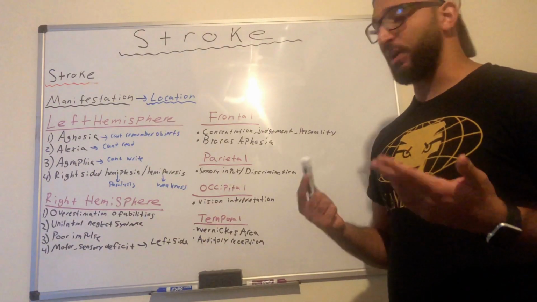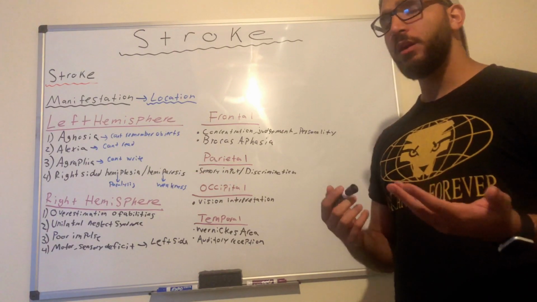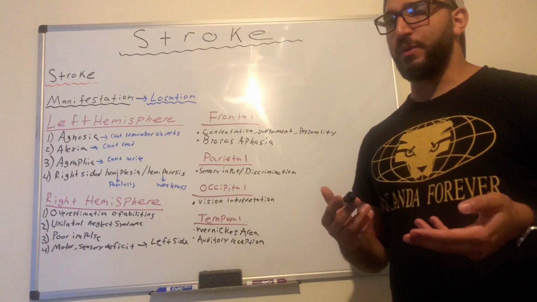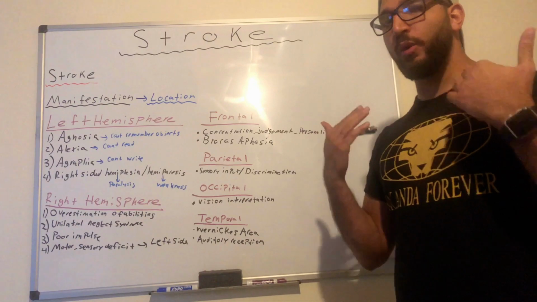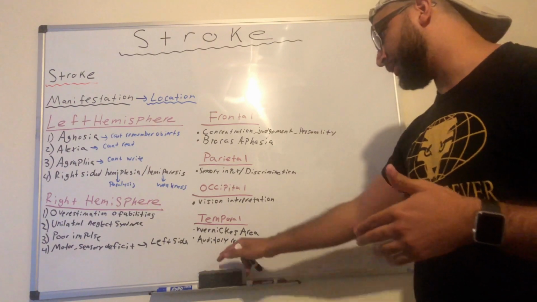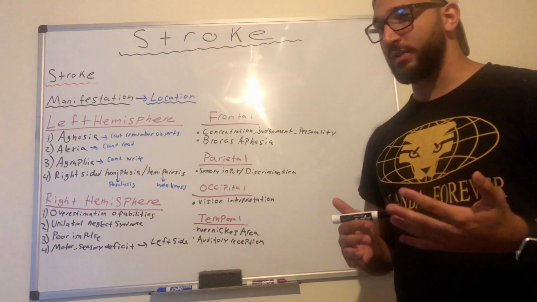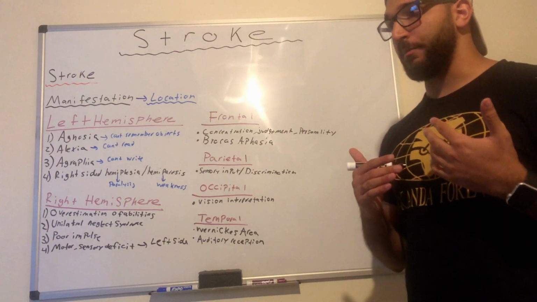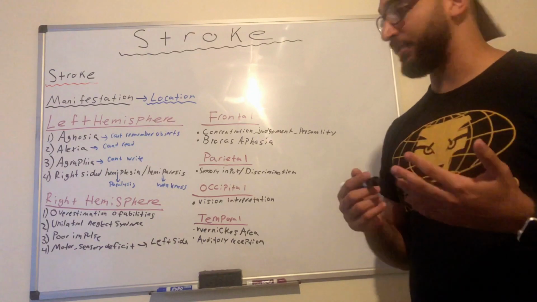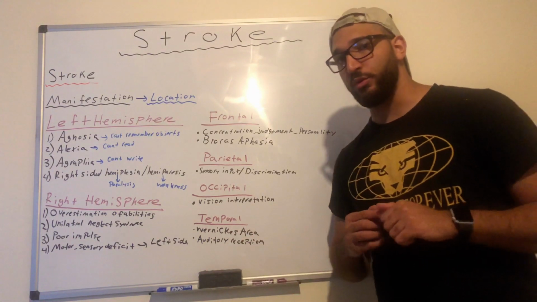Typically, patients who have Wernicke's aphasia become extremely frustrated because they know what they want to say, but it's just not coming out correctly. And also, their auditory reception is going to decrease significantly if there's a stroke within the temporal lobe.